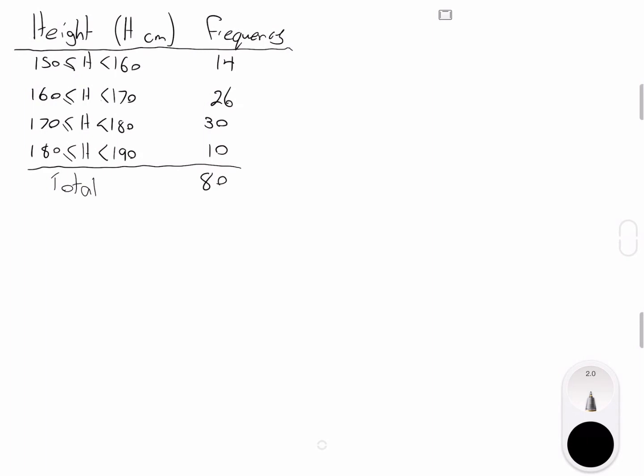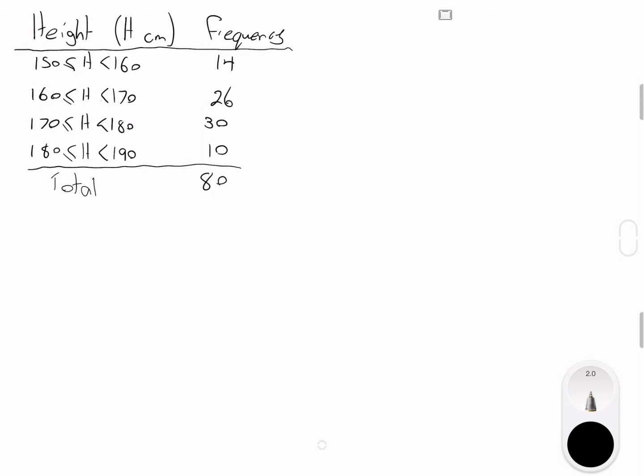Alright guys, welcome back. Now I've drawn up here a set of data, and this is the heights of 80 randomly selected school students, and these are the intervals. So the heights are our intervals from 150 up to 160, 160 up to 170, etc, and the frequency at which they occur. So out of those 80 students, we had 14 that were between 150 up to 160 centimeters tall. From 170 up to 180 centimeters, there were 30 students.